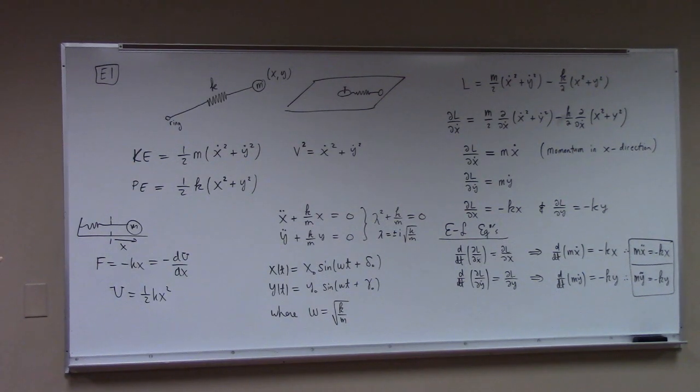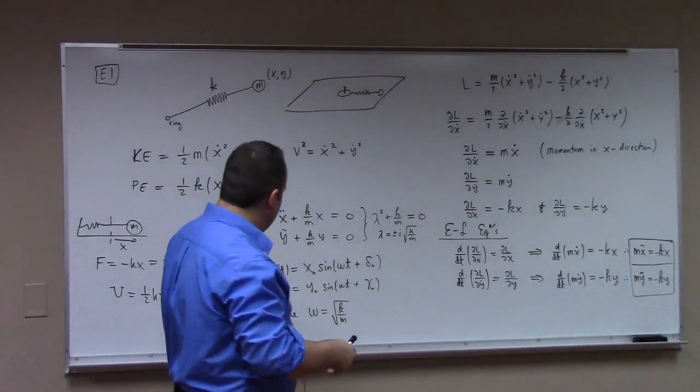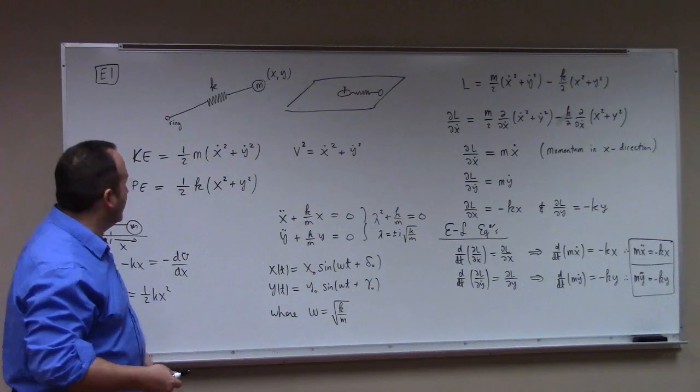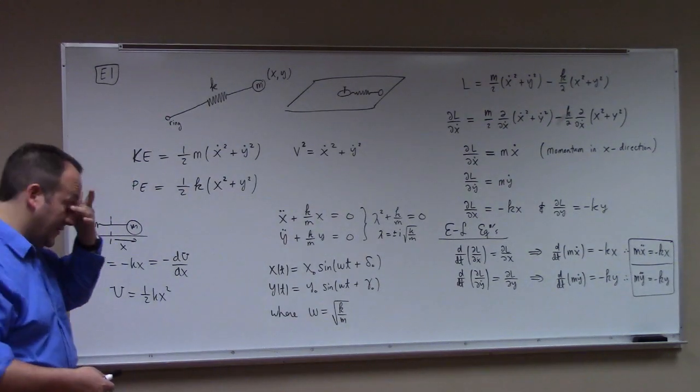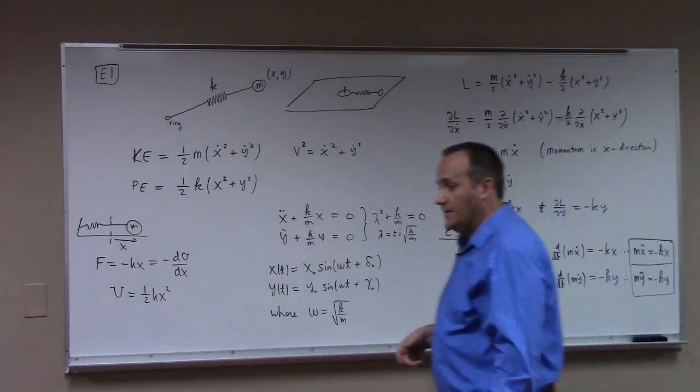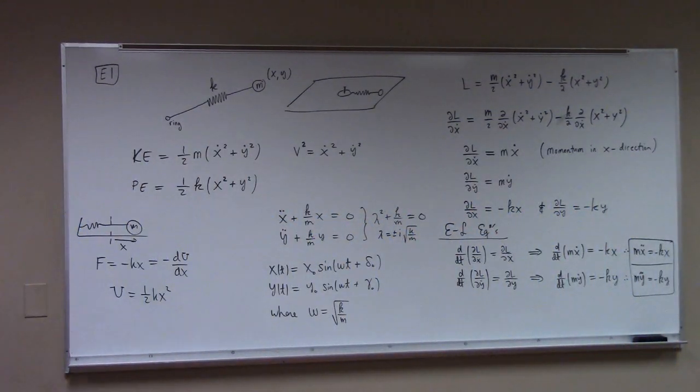Anyway, let me stop. That's not the point here. You can stop and try to think about what that actually looks like and so forth. That's a deeper question for this particular example. What if we wanted to do the same example, but in polar coordinates? What would that look like?